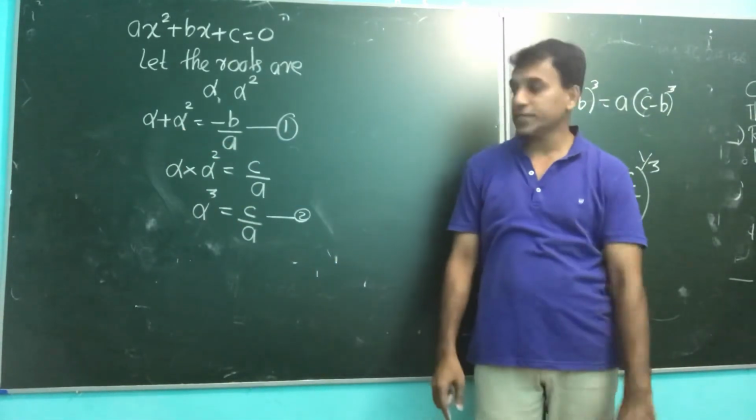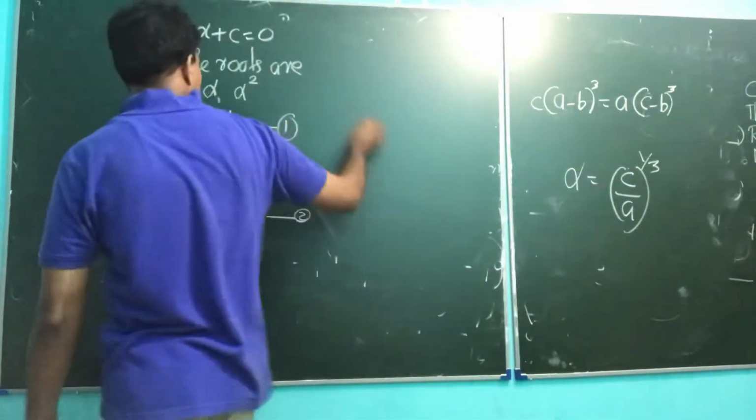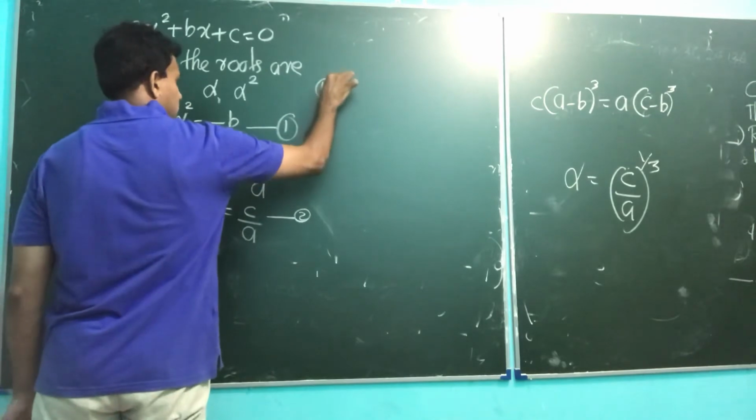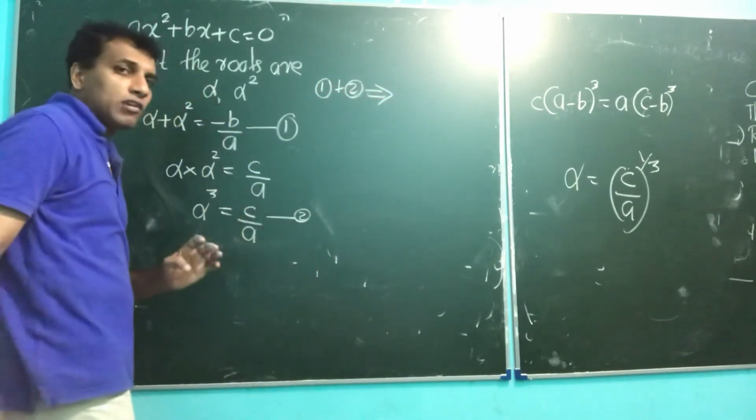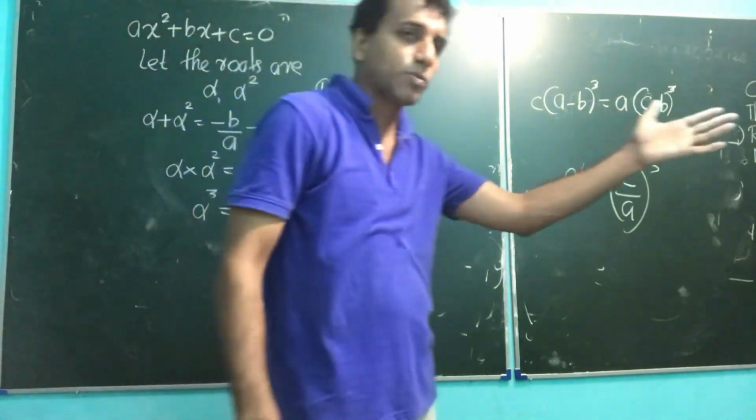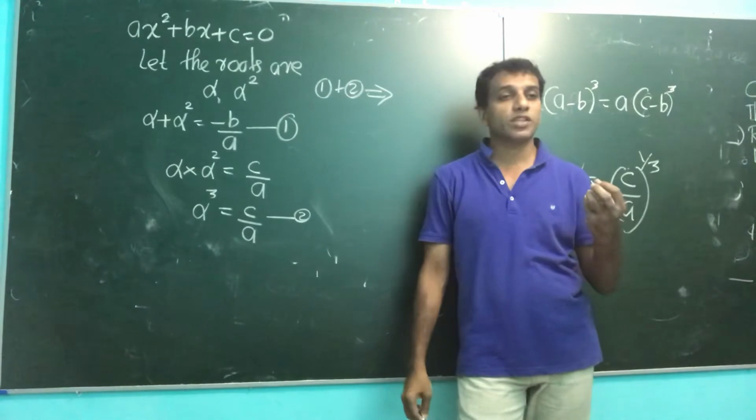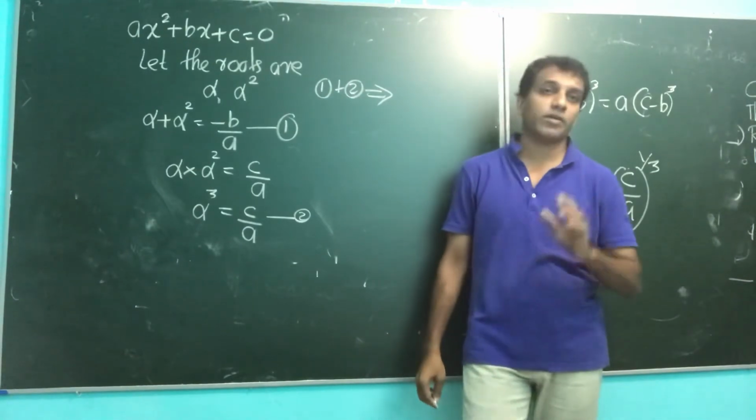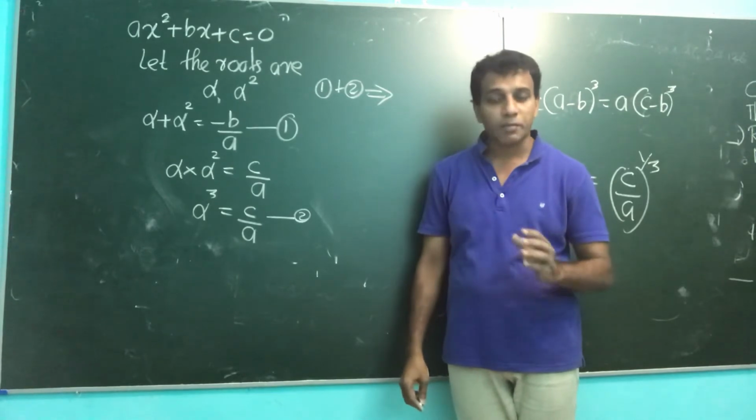Or otherwise, see this method. Add 1 and 2. So what is the idea? You have to remove the alpha. Keeping the alpha, you can't find. See the previous question we did. You can't find without removing the alpha, right? Therefore now, see, one method, I am removing the alpha.